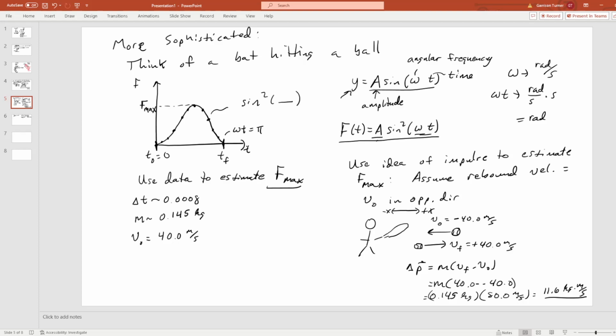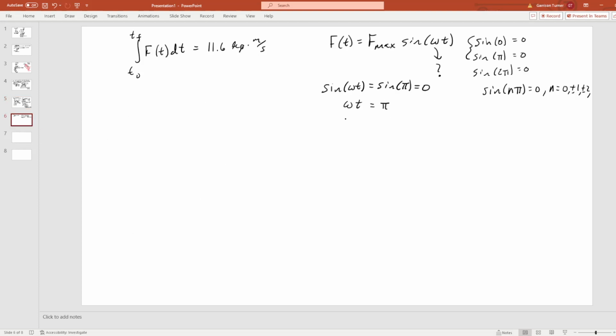T0 is 0, T final is 0.0008, and therefore my omega has to be pi divided by my final time, which is pi divided by 0.0008 seconds. And by the way, pi has units of radians. And so now we plug that into our calculator.